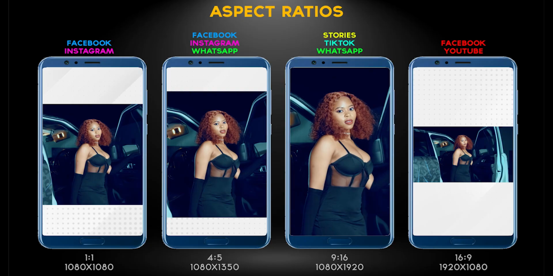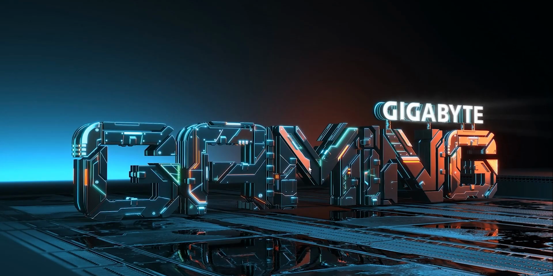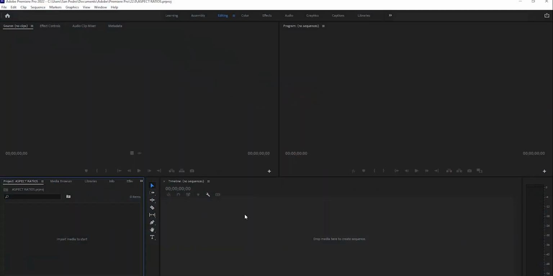So each platform has got its own native aspect ratio, which is just the proportional relationship between the width and the height of your video frame. Again, here are the most common aspect ratios across different social media platforms, and I'll show you how to create each one of these in Adobe Premiere Pro. So let's jump in the computer so that I can show you exactly.